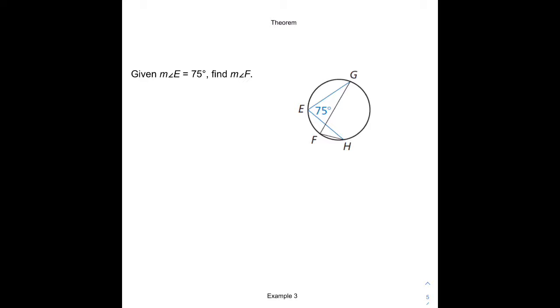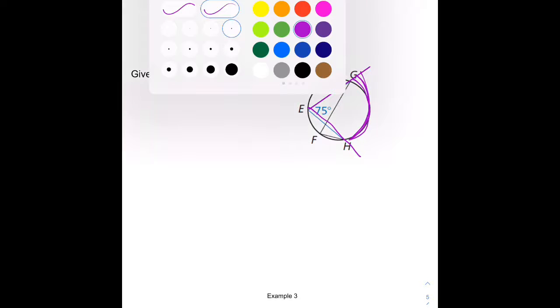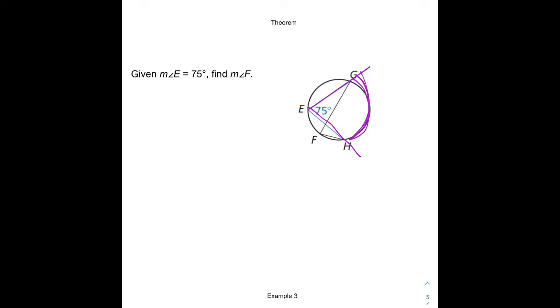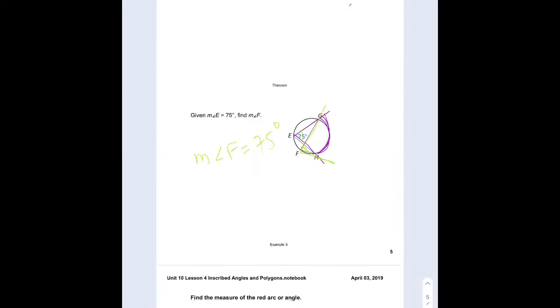So in this problem, given the measure of angle E is 75 degrees, they want you to find the measure of angle F. So here's how you could do the problem without doing any calculations. I noticed that angle E cuts off this arc GH. What I also notice is that angle F cuts off the same arc. Therefore, those two have to be congruent, so the measure of angle F is also 75 degrees.